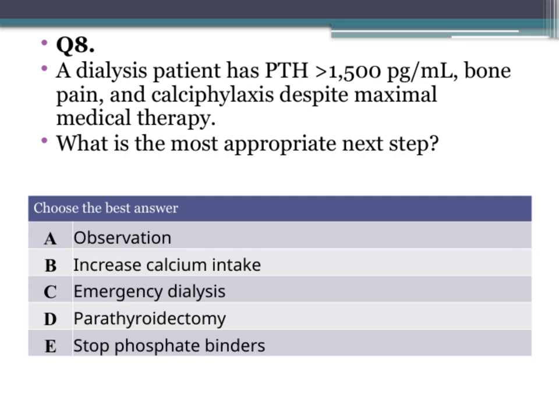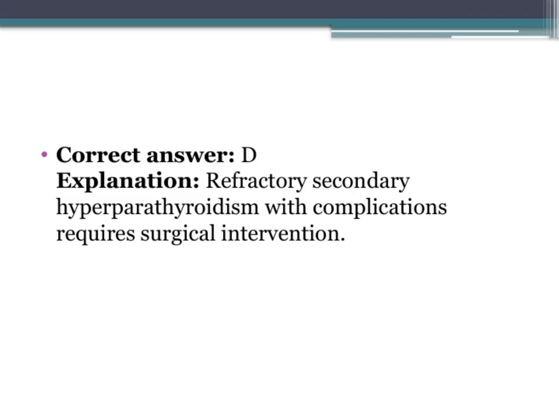So, in summary, for patients with such extreme PTH levels and severe symptoms despite optimal medical therapy, parathyroidectomy is the key next step. It's a definitive treatment aimed at controlling the hyperparathyroidism and its complications. The correct answer here is D, when we're dealing with refractory secondary hyperparathyroidism that has led to complications. Medical management alone often isn't enough. In these cases, surgical intervention becomes necessary.